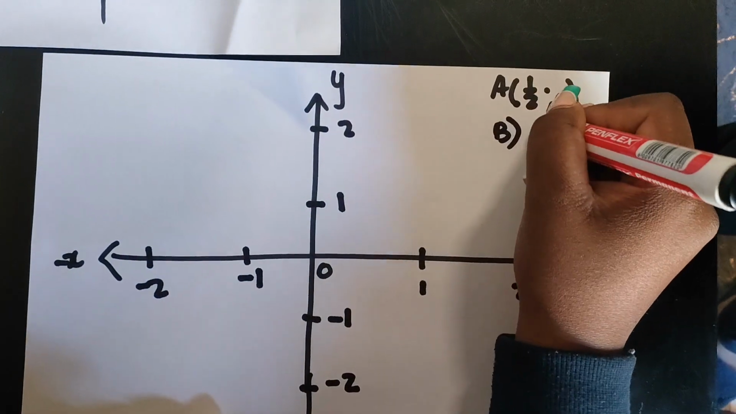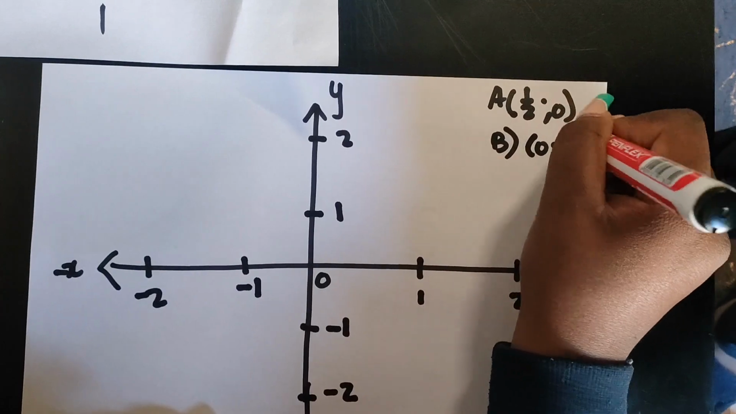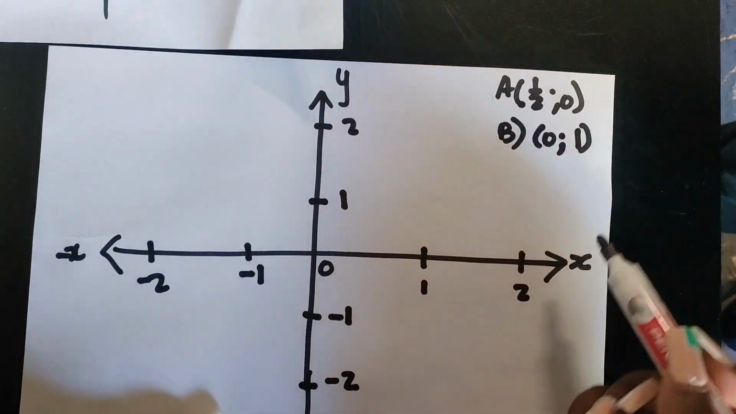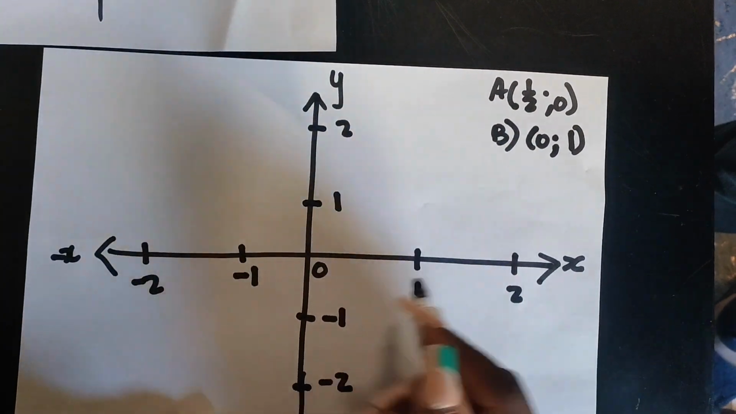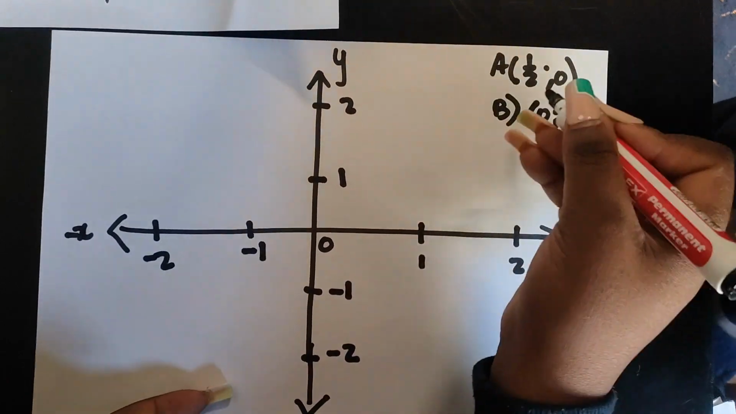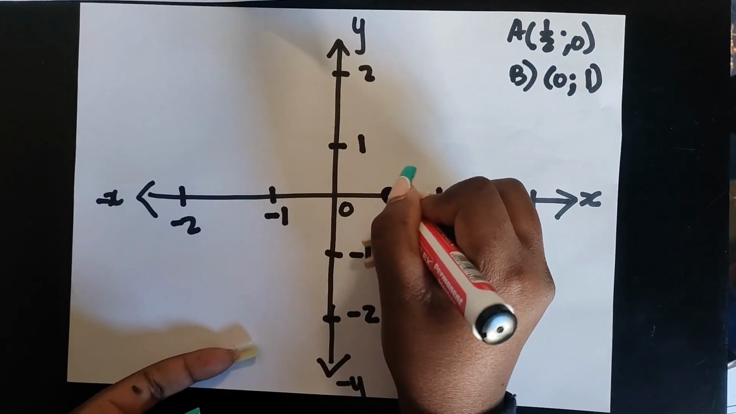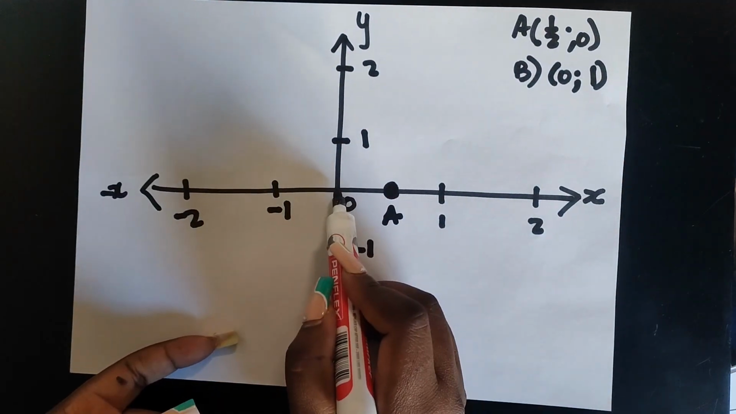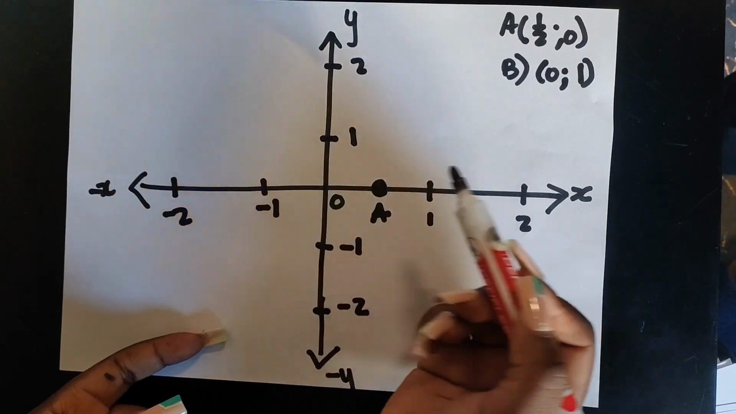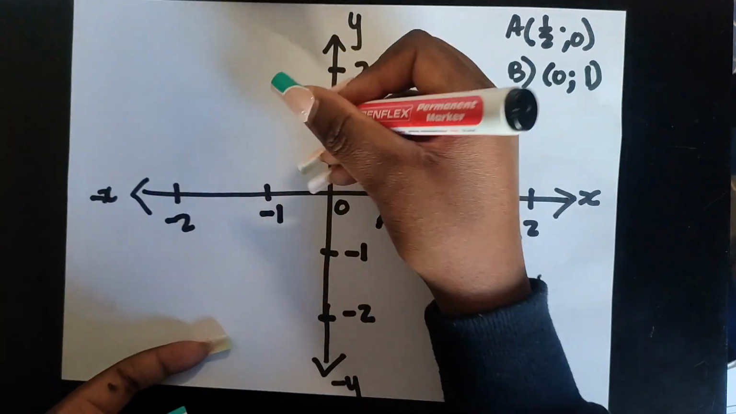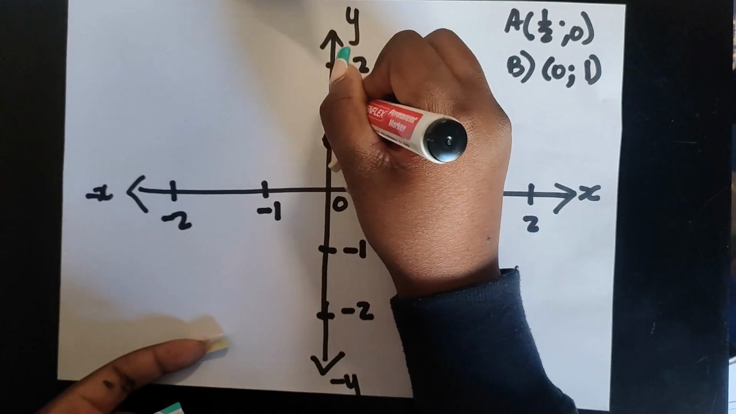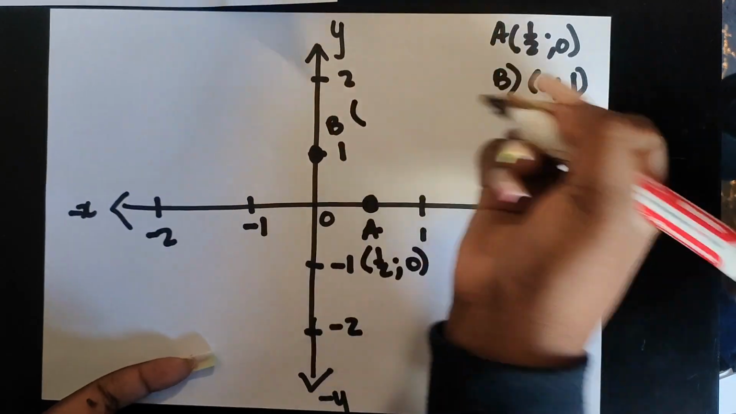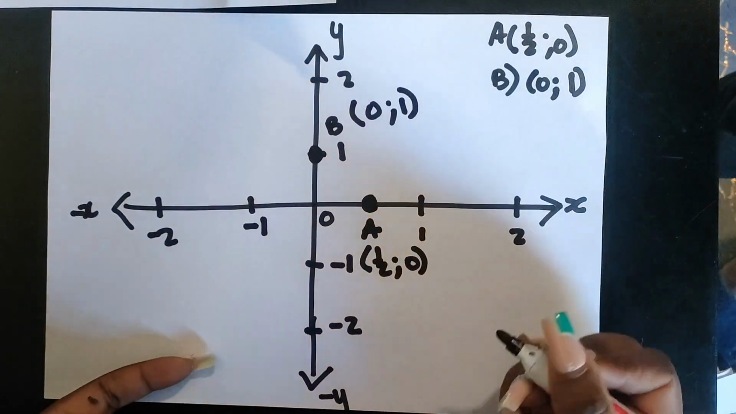Then point B is 0 and 1, right? Let's start with point A. So point A says x is 1/2. So 1/2 is between 0 and 1, which is somewhere here. That's our intercept, but y is 0, so it's somewhere here. That's point A. And then point B is when x is 0, y is 1. So it's somewhere here. That's point B.